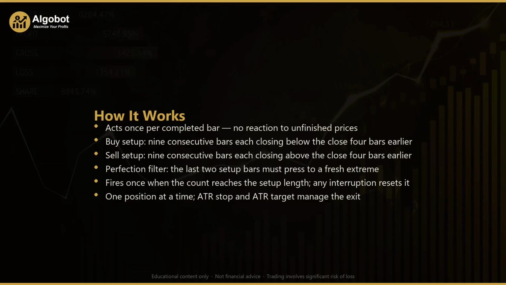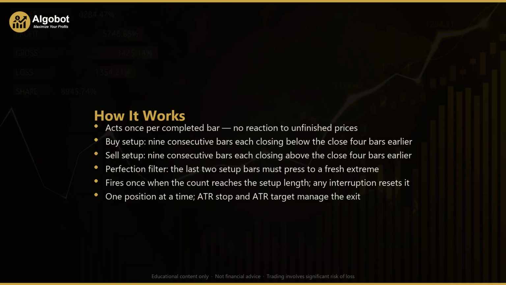A signal is only considered when a count reaches the setup length, 9 by default. Notice the word exactly. The strategy fires once, on the very bar that completes the count. A longer run of 10 or 11 qualifying bars does not fire again. This prevents the same exhausted move from generating a cluster of repeated entries.